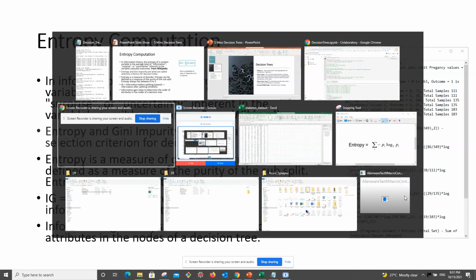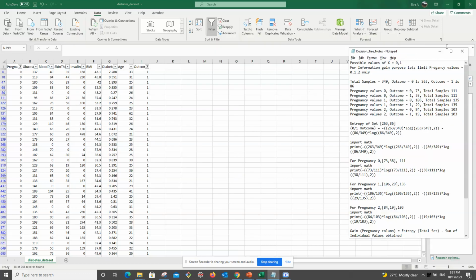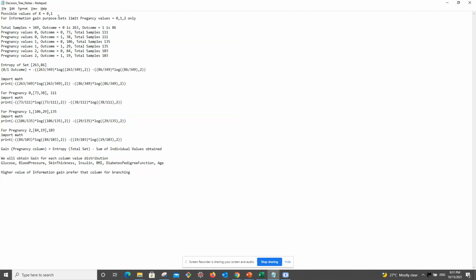I've taken the data in Excel. There are 768 rows, but for our demonstration purposes we'll only take some of the examples, where the possible outcome values are 0 and 1, and we'll limit to pregnancy values 0, 1, 2. For the different values of pregnancy 0, 1, 2, we have outcomes 0 and 1, and these are the occurrence counts. For the entropy of the overall set, considering 0, 1, 2 only, the sample count is 349, out of which 263 is for 0 and 86 is for 1.